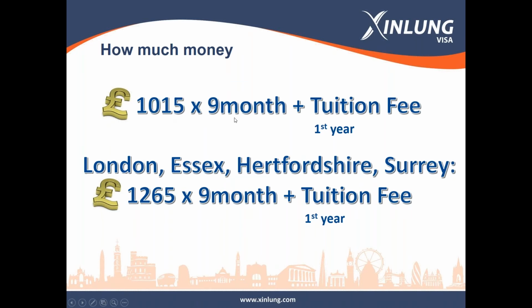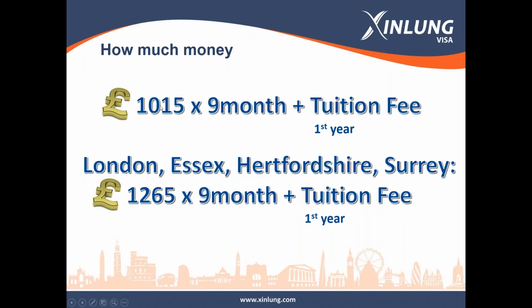So we understand now that we need to have the first year tuition fees, and for maintenance, if you study outside of the Greater London area in the UK, the Home Office says we need to have £1,015 for 9 months. So £1,015 times 9. Okay, so if we study in London, Essex, Hertfordshire, Surrey, in the Greater London area, and because it is more expensive to live there, the Home Office says we need to have £1,265 per month for 9 months, so times 9.